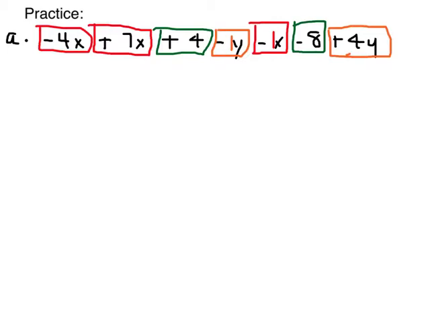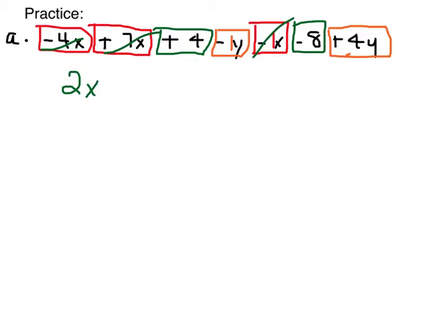Okay, so negative 4 plus 7 is positive 3, minus 1 is 2x that I'm left with. And then I've done my x terms. So that one and that one are gone.